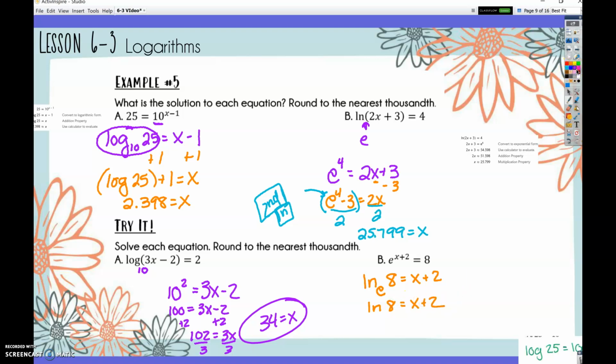If I wanted to solve for x, I'd subtract 2 from both sides. But note, in my final answer, I want natural log of 8, then minus 2. I don't want someone to take the natural log of 6. And that, with my calculator, comes out to 0.079 if I round to the nearest thousandth.